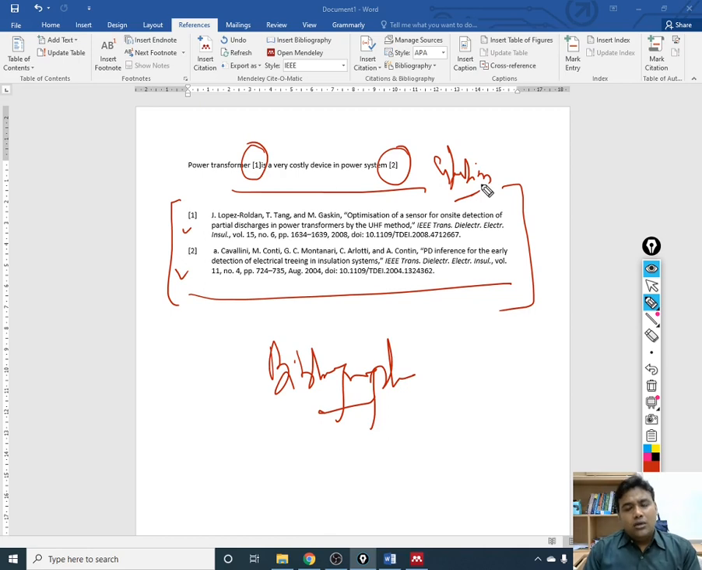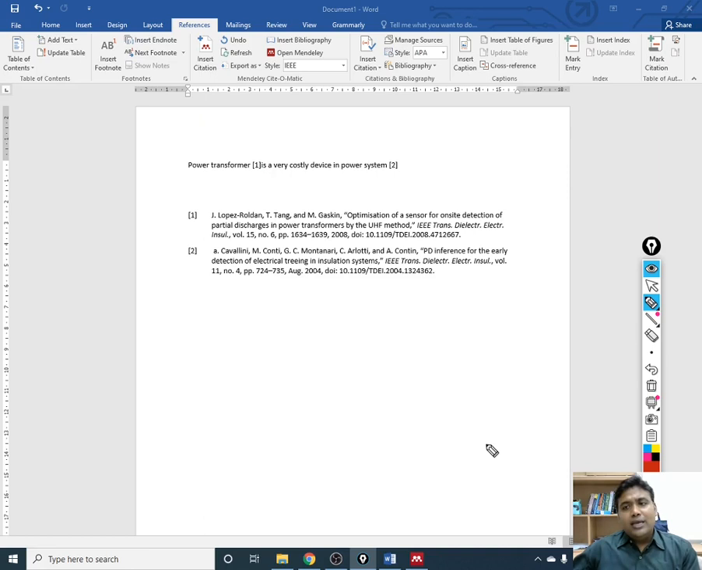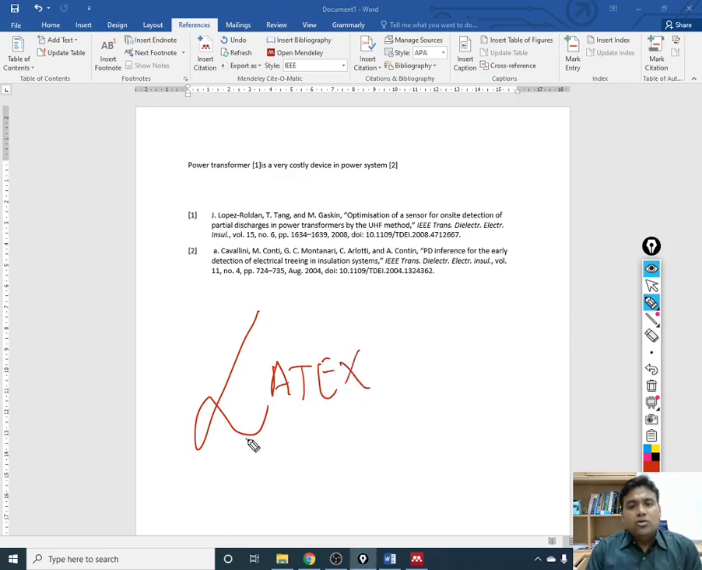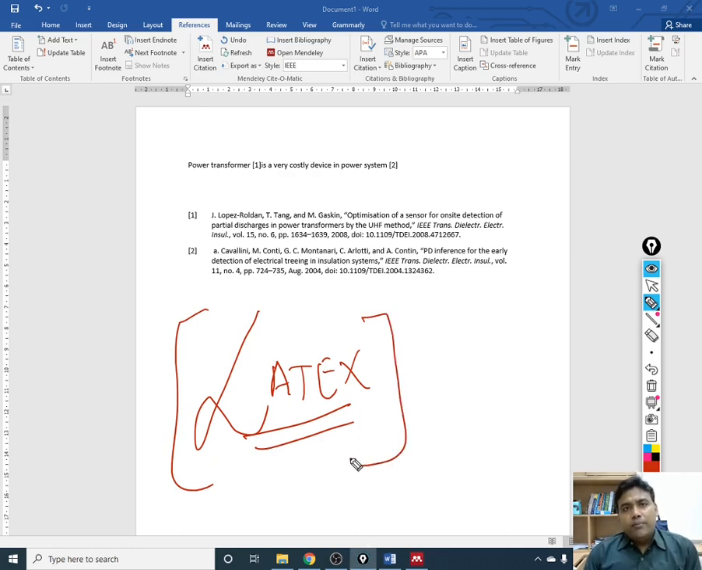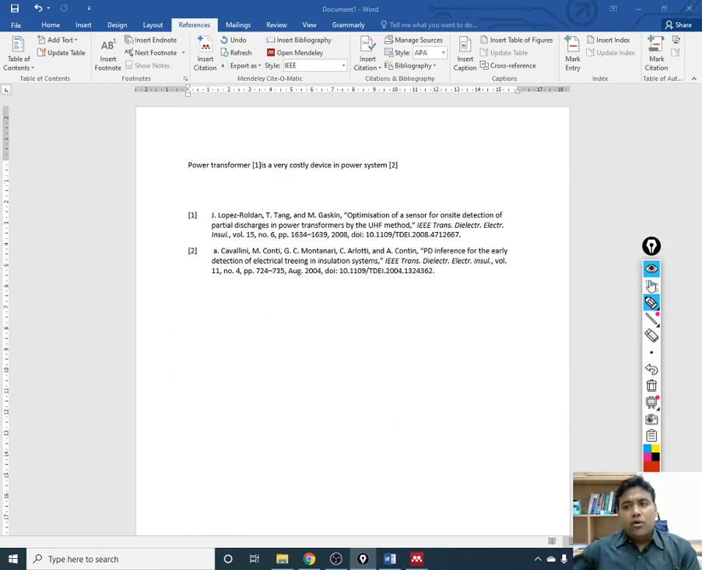This is what we do when working with Word. There may be somebody who wants to work with LaTeX. LaTeX is a very good tool for writing papers. You have to learn what LaTeX is all about. Those who are interested in writing papers well can go for LaTeX instead of Word. There are different YouTube videos you can see on how a paper can be written in LaTeX. This is also useful for your LaTeX.